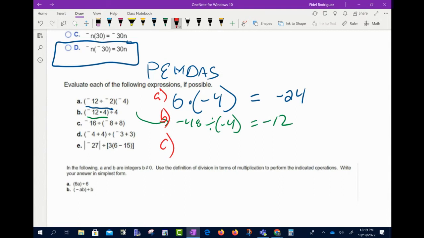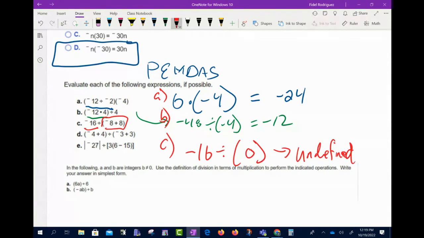Let's do part C. Okay, I have to do what's in parentheses first. So I'm going to leave this negative 16 alone, divided by, now notice we're adding here, okay? So look, y'all, negative 8 plus 8. If I owe you $8 and I pay you $8, we are now even Stevens, right? So now, y'all, I'm trying to take negative 16 and divide it by 0, okay? So one of the problems we have, y'all, is I cannot divide by 0. This gives me an undefined value, okay?